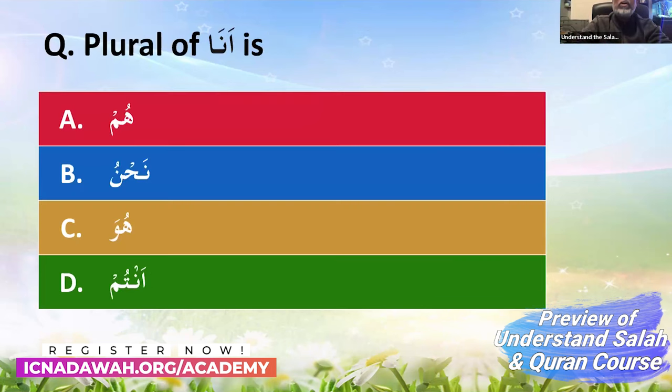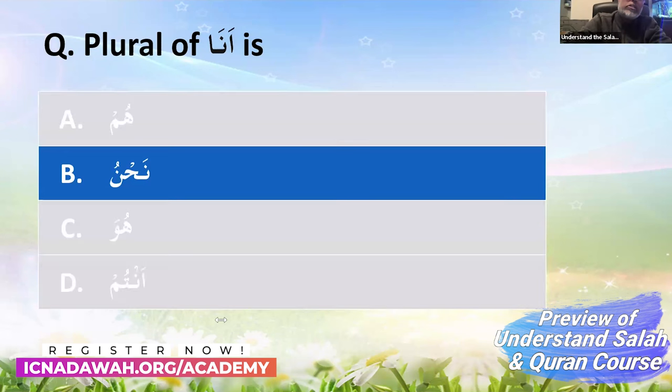That's great. Plural of ana. Ana is I. So what is we? Is it hum, or nahnu, huwa, or antum? Again, very quickly. We'll try to get used to these polls, and we will try to give you less and less time. Three, two, one. Okay, mashallah. Majority says nahnu. Nahnu is we. Antum is you all. Huwa, hum, anta, ana, antum, nahnu.